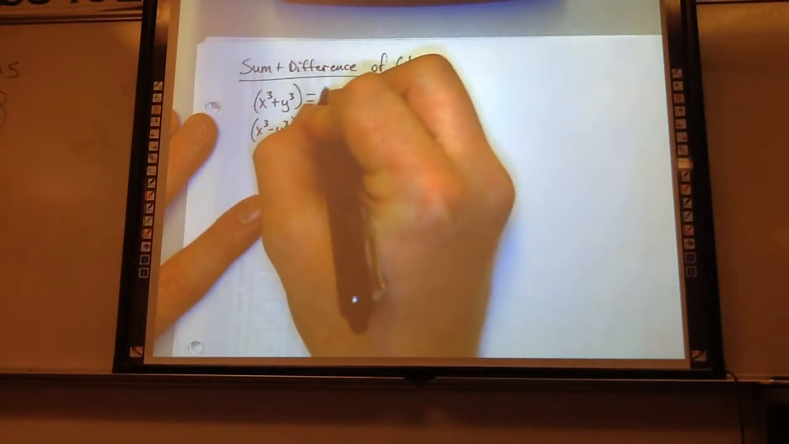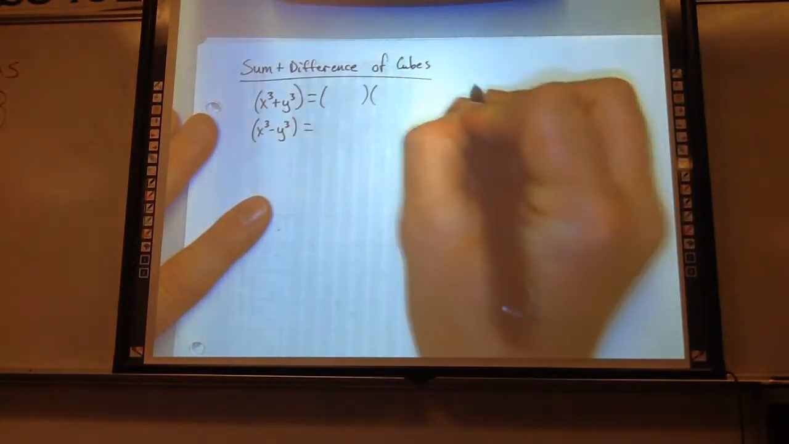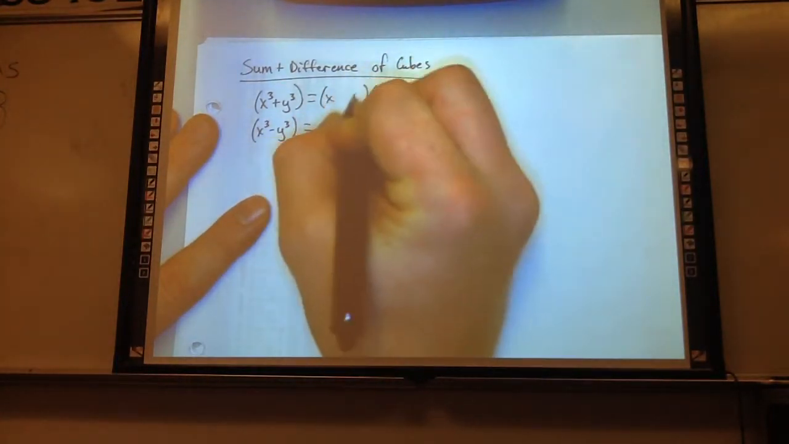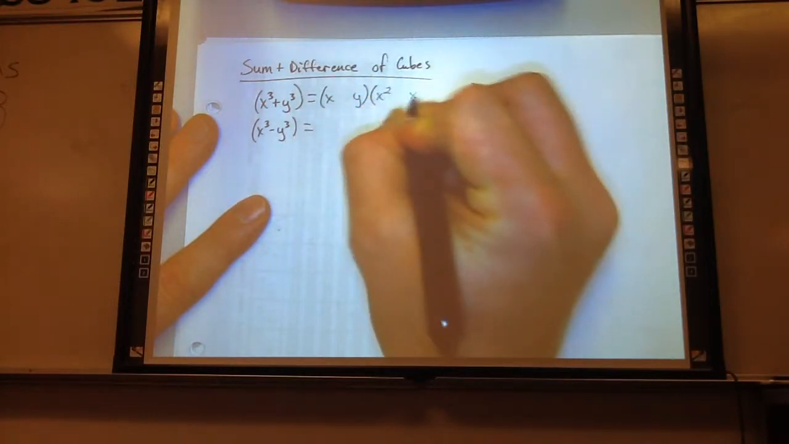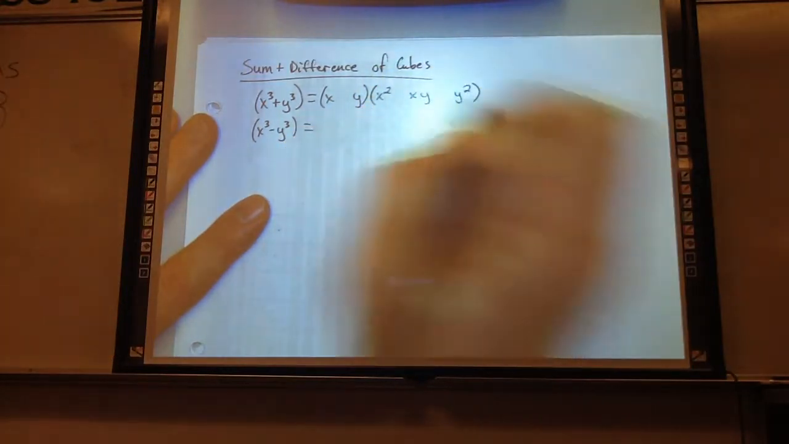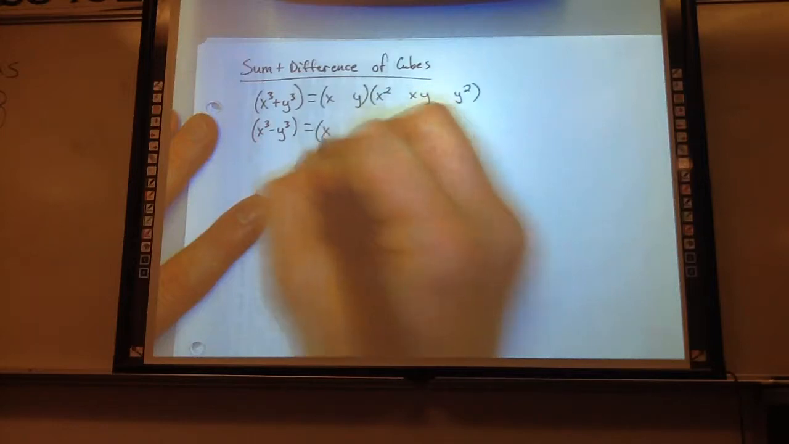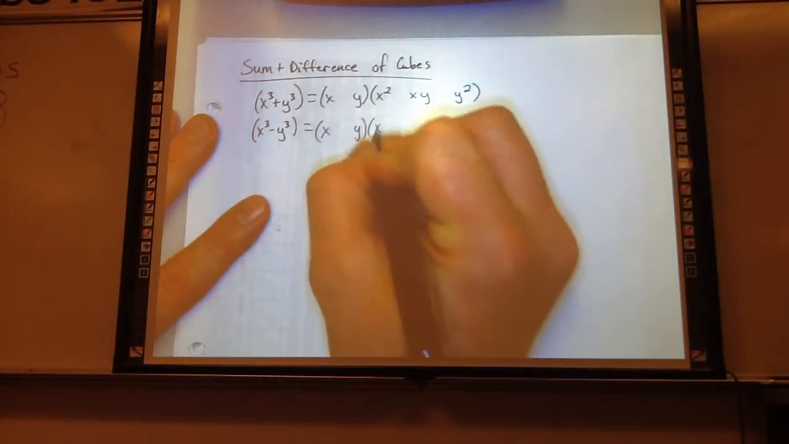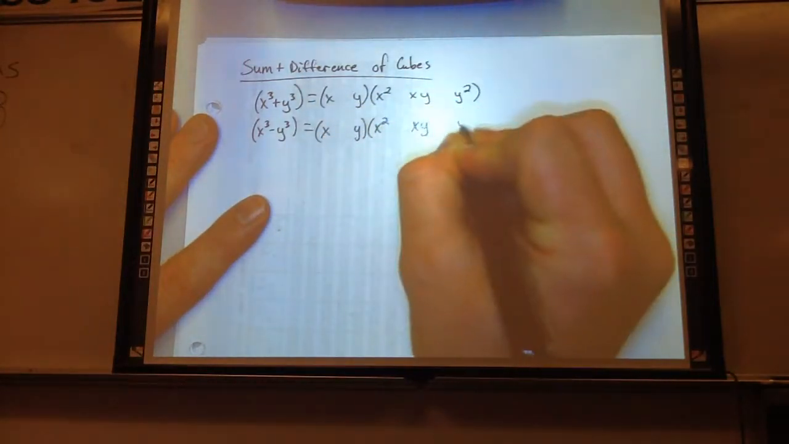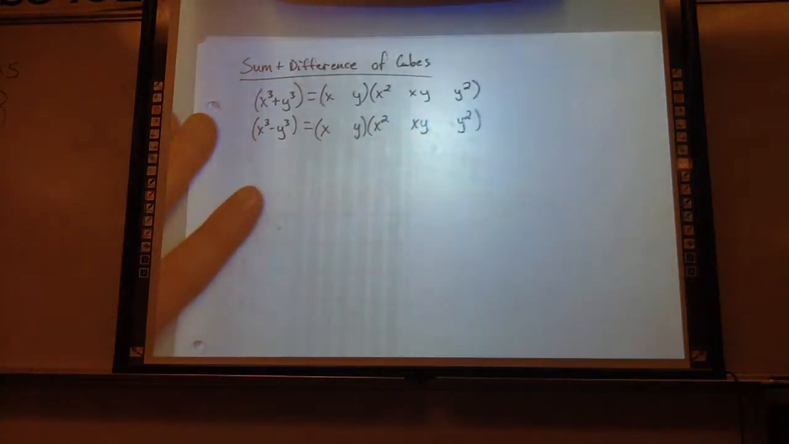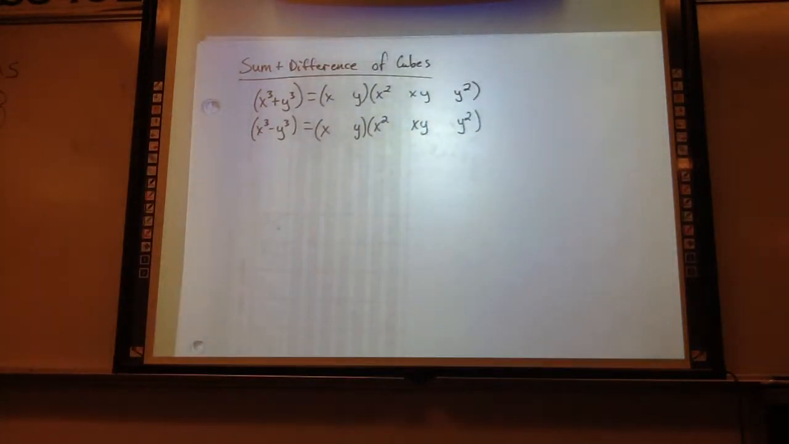Okay. The first thing you should remember is just the x's and y's. It's x cubed, x squared y, x y squared, y cubed. And that's the same on both. That's easy to remember, right? Then you just got to know the signs.